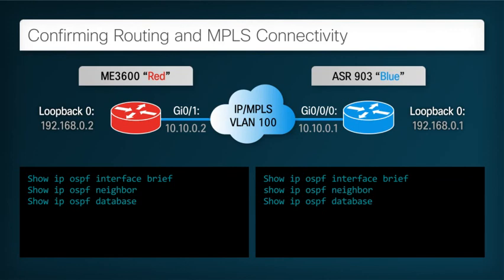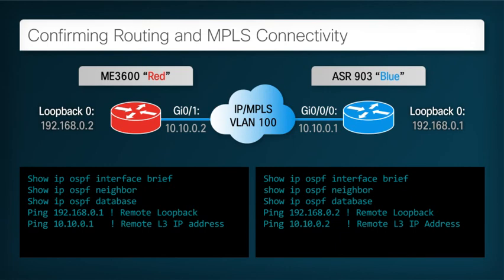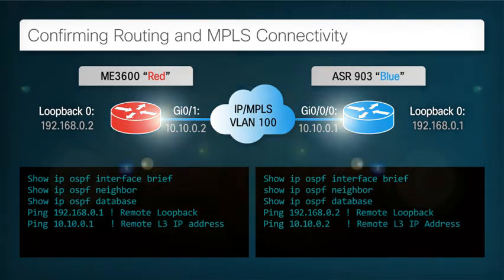Now that the OSPF is running and we've checked that the IP addresses are correct, we confirm connectivity by pinging both the IP addresses of the remote machine. Both the 192.168 address from the remote loopback and the remote L3 address should answer.